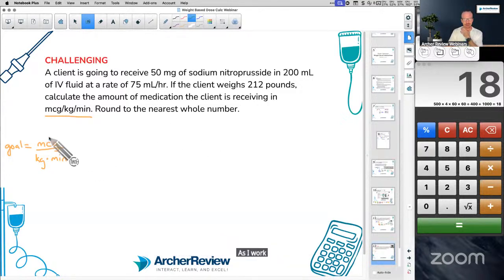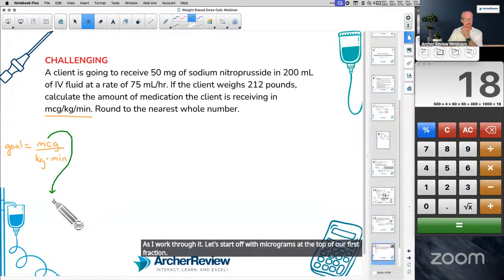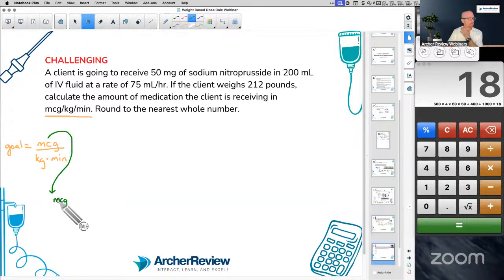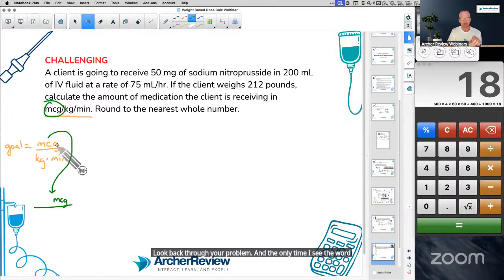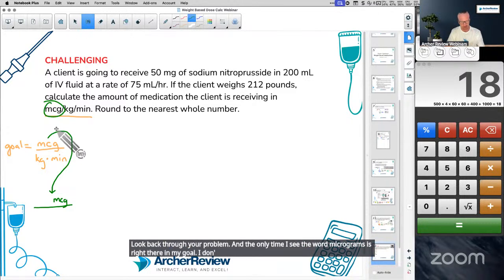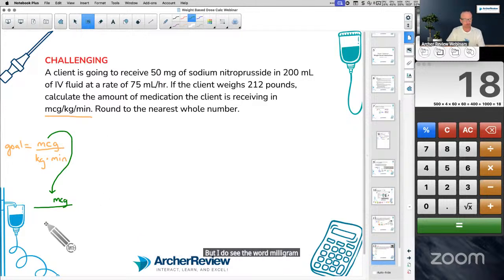Let's start off with micrograms at the top of our first fraction. Look back through your problem. And the only time I see the word micrograms is right there in my goal. I don't see the word microgram getting mentioned anywhere else in my problem, but I do see the word milligram. So guess what we're going to do? We're going to convert.